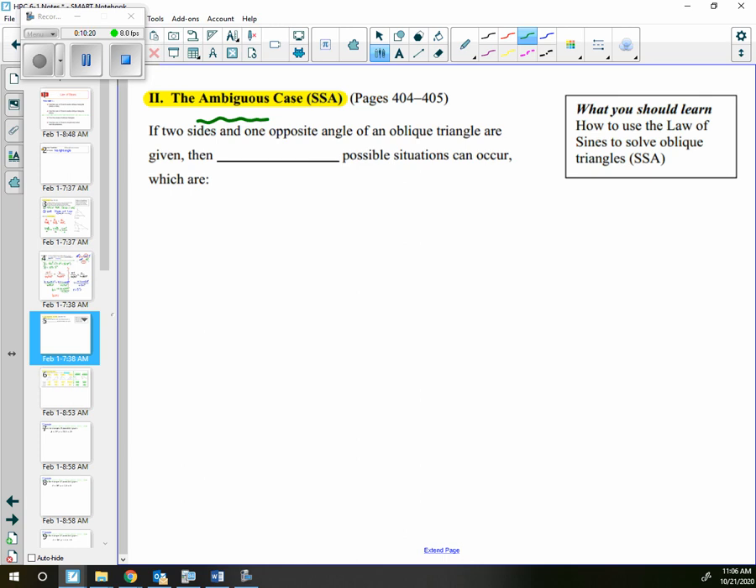So ambiguous means things are unclear, uncertain. We can't really know right away. And that's exactly what happens when we have side-side-angle. There are actually three different outcomes that can happen depending on what kinds of sides and angle measurements you have. The three different things are, you can either have no triangle at all. In other words, you can't physically make the picture that they're talking about. So there's no triangle that we're ever going to be able to deal with.